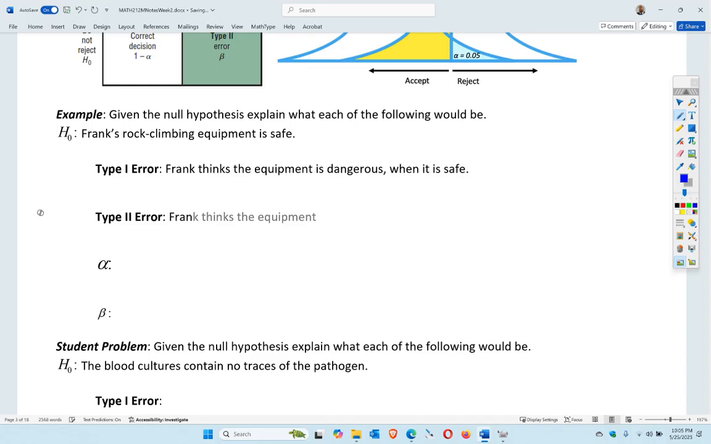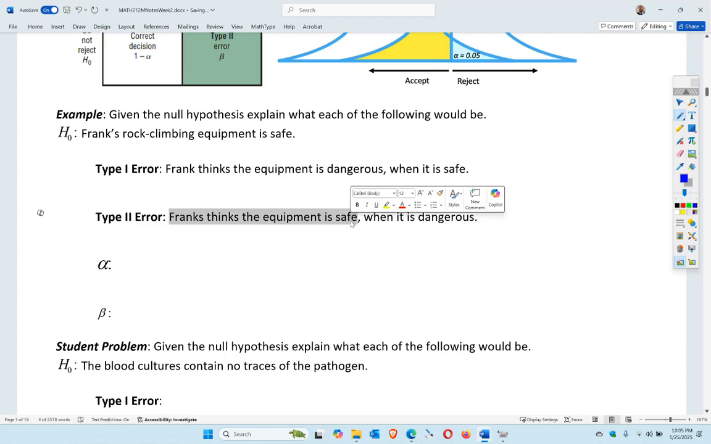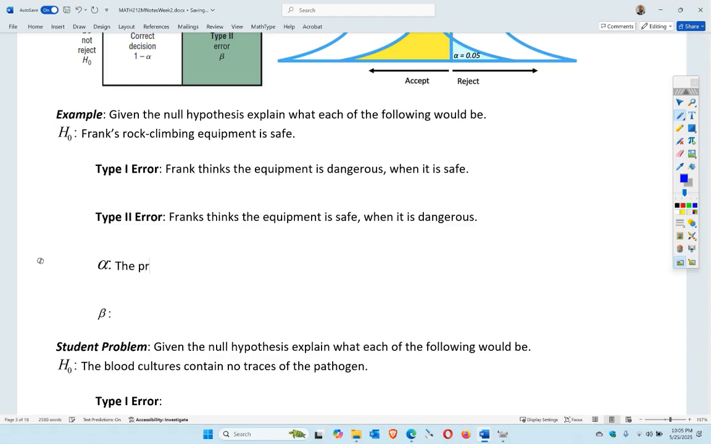Versus Frank thinks the equipment is safe when it is dangerous, right? So he did not reject the null hypothesis when he should have. So that's a type 2 error, right? Okay, so alpha is the probability. So alpha and beta are always probabilities.